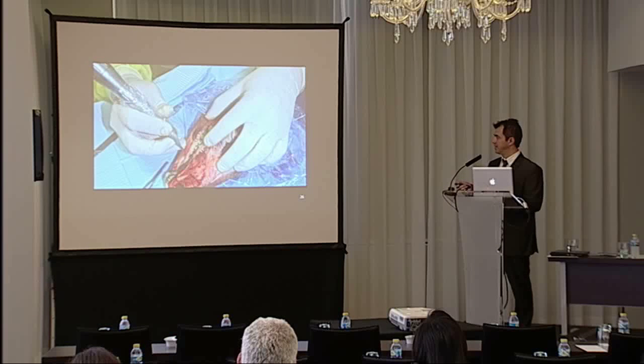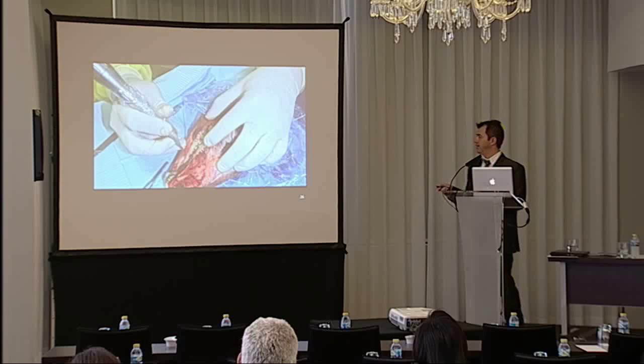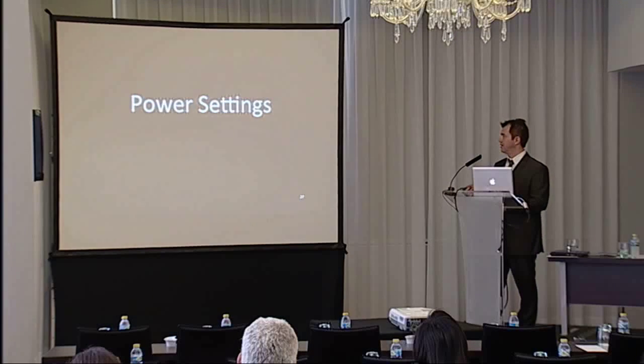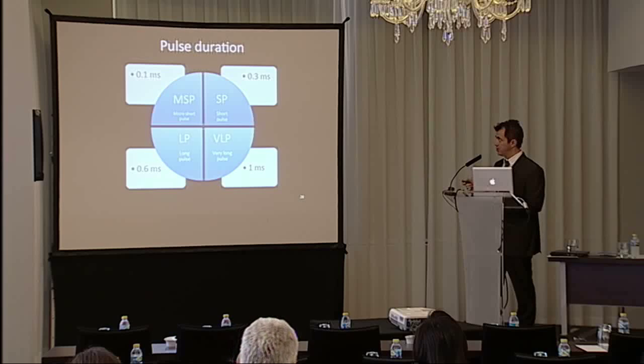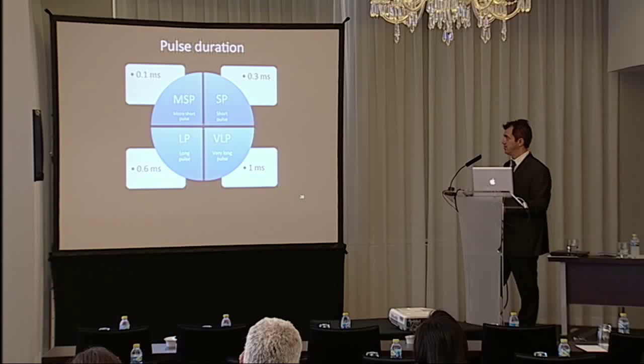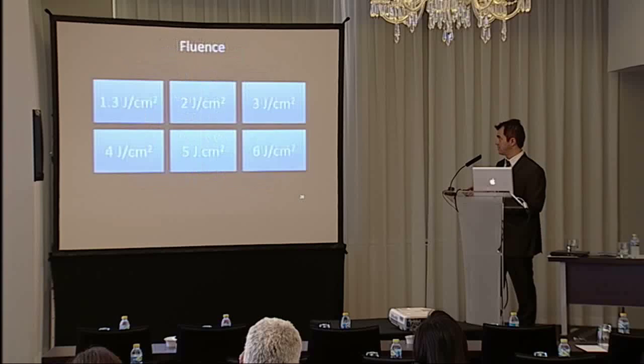And this is the handpiece, which delivers the laser light. Power settings. We focus on pulse duration. There are 4 pulse durations in our machine: 0.1 millisecond, 0.3, 0.6, and 1 millisecond. And they are called micro short pulse, short pulse, long pulse, very long pulse.